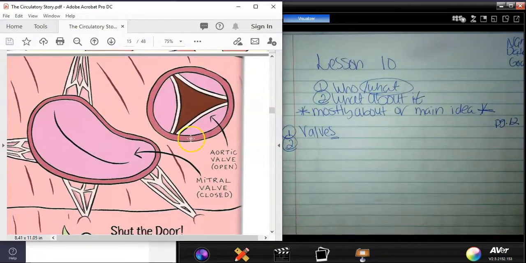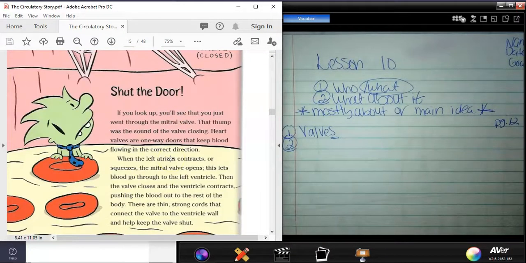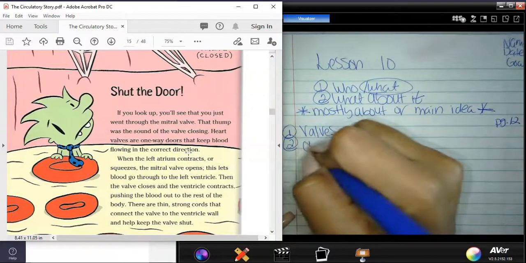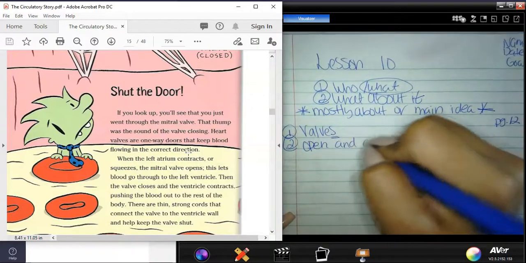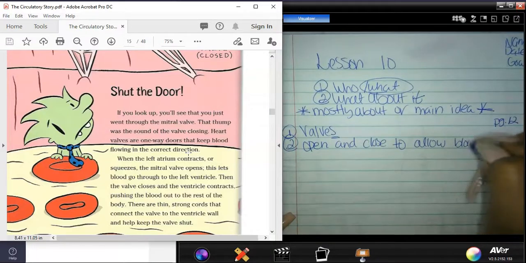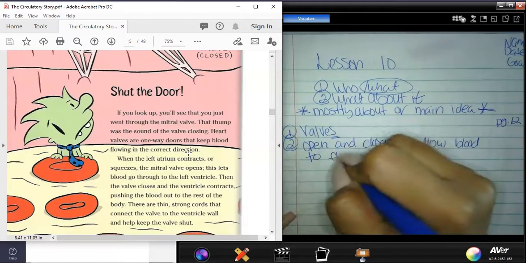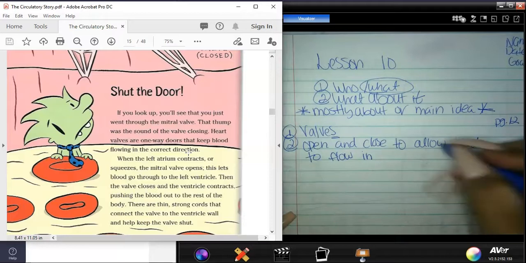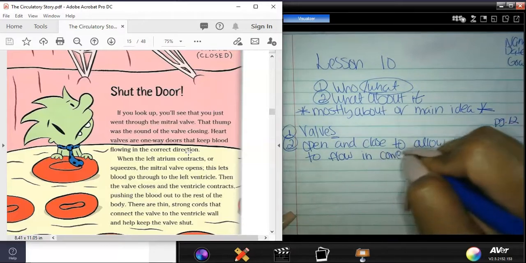Now, what about them? What is their job, boys and girls? What do they have to do? So they have to open and close. Why? So that blood can flow in the correct direction, right? Okay, so let's go ahead and write it here. So valves open and close to allow blood to flow in any direction, boys and girls? No, in the correct direction.